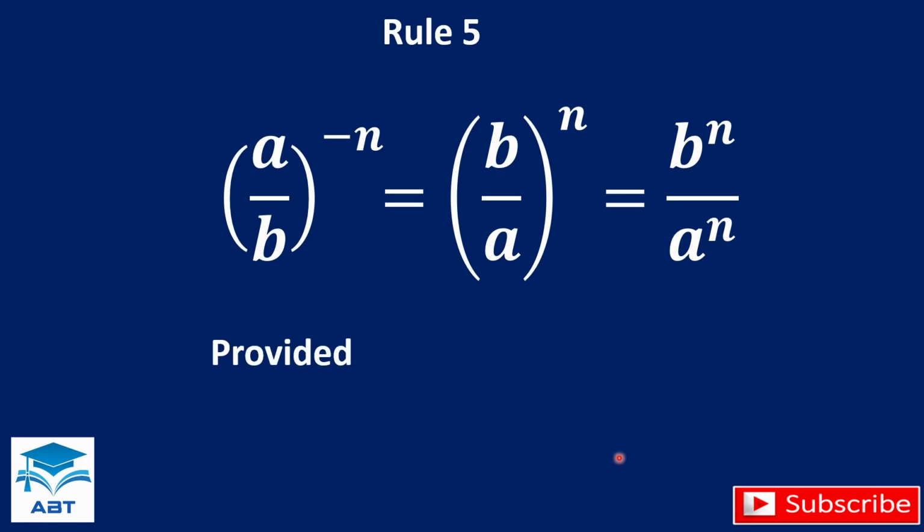But this law holds if a is not equal to 0 and b is also not equal to 0. Because if a is 0, it will make these functions undefined, and also if b is equal to 0, this expression here will be undefined.